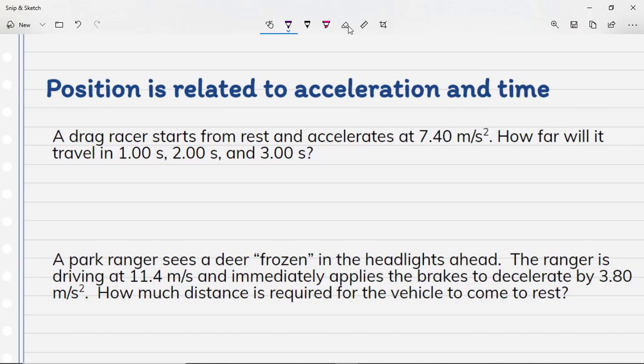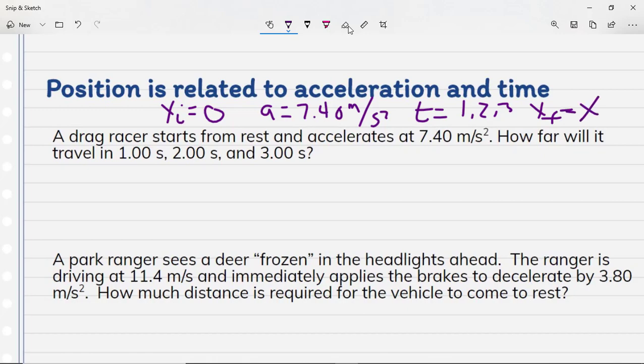So we're starting from rest. So we have our initial position, which is 0. We have an acceleration. And we're given 3 different times. And it wants to know how far will it travel. So that's going to be final. So I need to look for an equation that has all of those different variables in it. And fortunately, we have one.